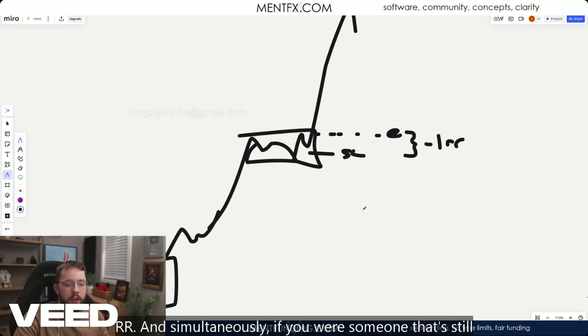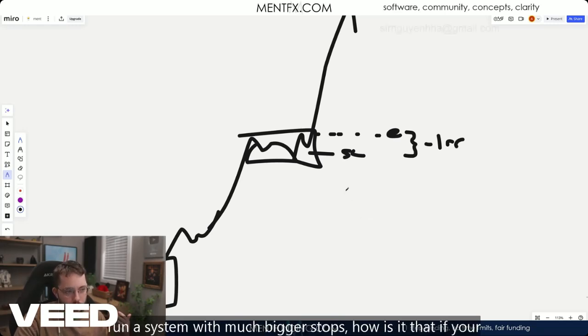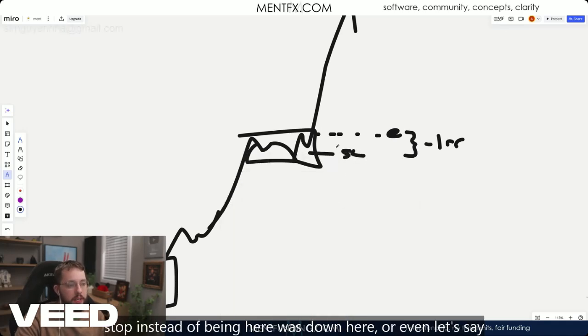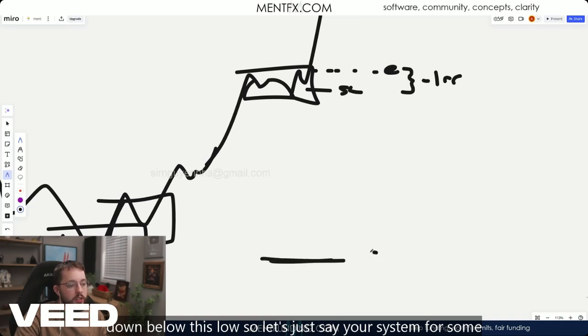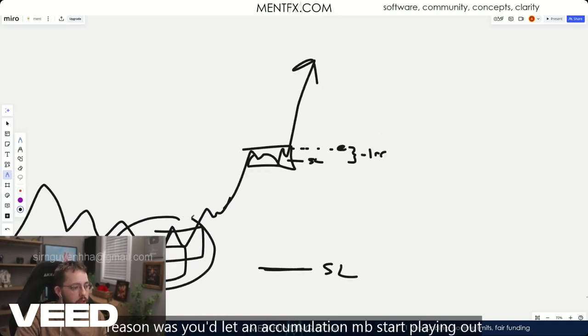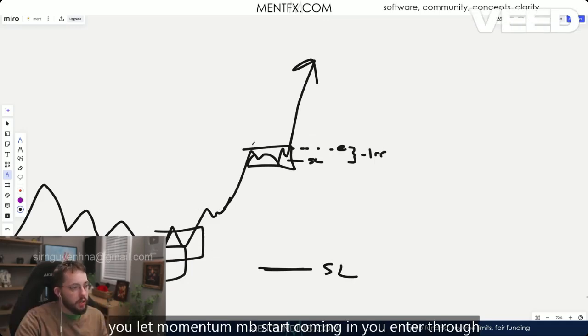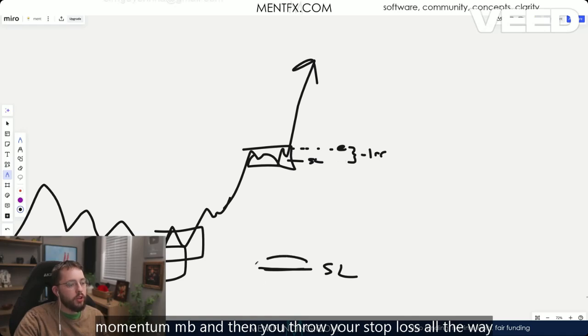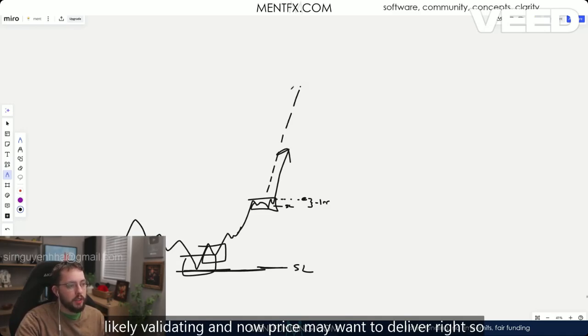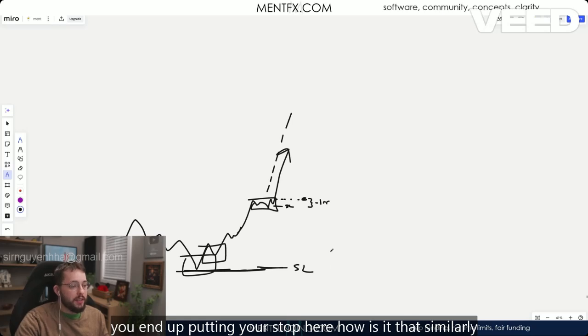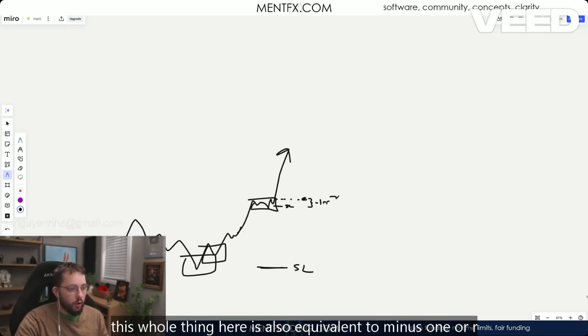And simultaneously, if you were someone that's still starting out, that's unsure in your system, or is testing a system with much bigger stops, how is it that if your stop instead of being here was down here, or even all the way down below this low? Let's say your system was that you let an accumulation MB start playing out, you let momentum MB start coming in, you enter through momentum MB, and then you throw your stop loss all the way behind the overall thing because you know that demand is likely validating and now price may want to deliver. So you end up putting your stop here. How is it that this whole thing here is also equivalent to -1 RR?